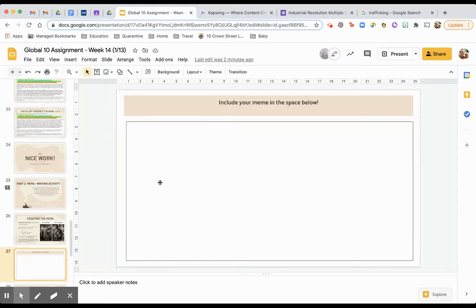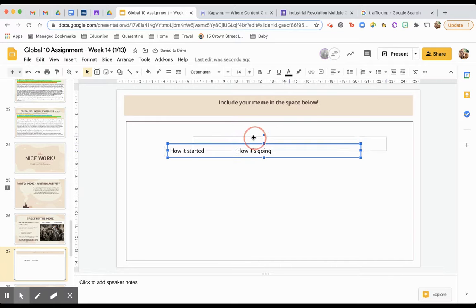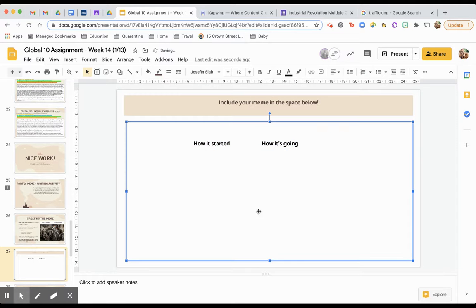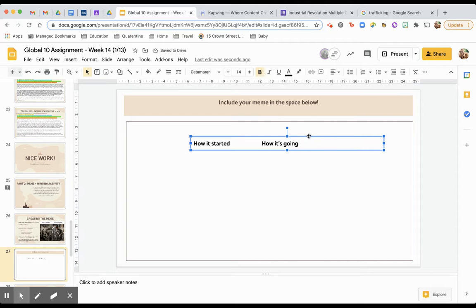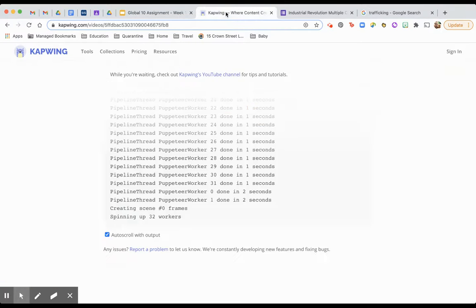If for some reason you couldn't figure out how to work the website, you could just make your own meme here. So you could just do like how it's going, and then just add a picture here and add a picture there. You could also do that if that's easier for you. That is totally fine. You don't need to use the website if you're confused by it.